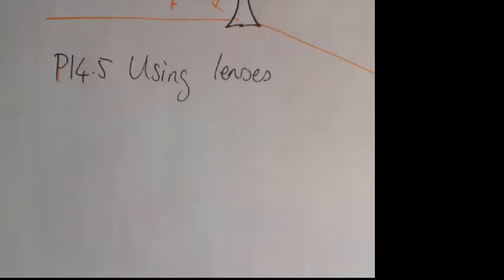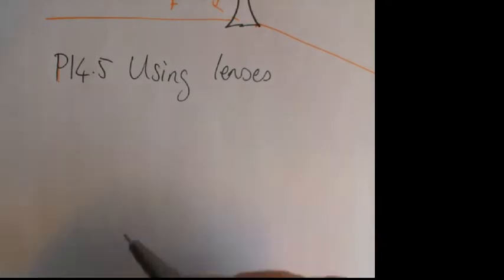Okay, so using lenses. When we use lenses, the image that we make depends on three things. One is the size of the lens, so how powerful the lens is. One is how far away the object is. And the third one is whether it's a concave or a convex lens. So to start with, I'm going to do the convex lenses.